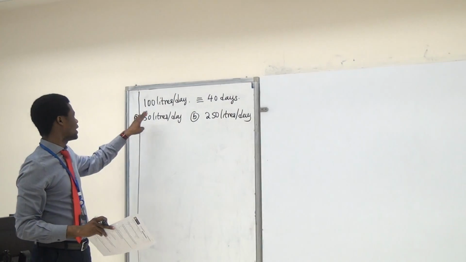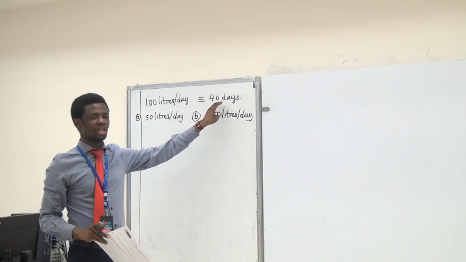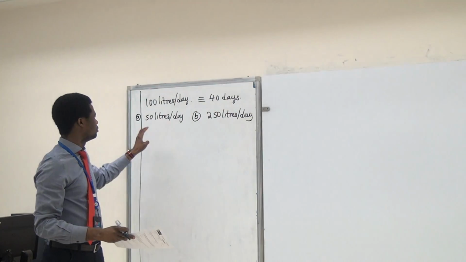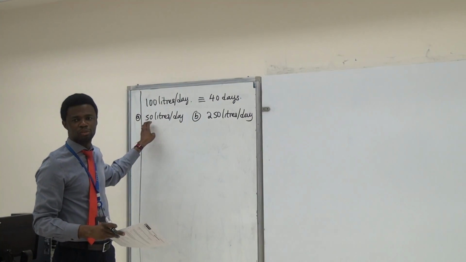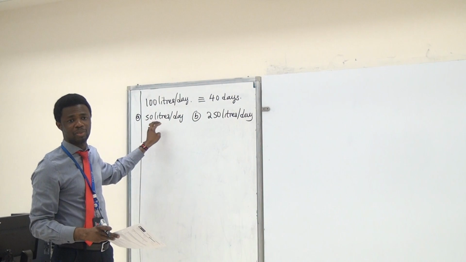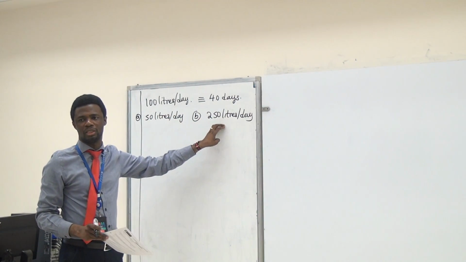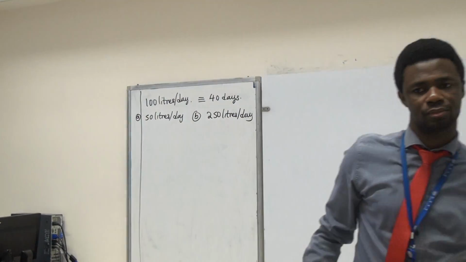Again, water is used at the rate of 100 liters per day, and it lasts for 40 days for the whole tank to be used. Maybe because there are a lot of people in that apartment. Now, the rate of using it is 50 liters per day. How long will it last? And also, if the rate is 250 liters, how long does it last? Does anybody remember how to do this?